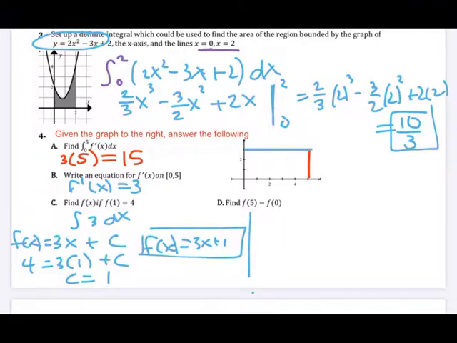And then part D, find f of 5 minus f of 0. That's going to be 16. So if I'm plugging into here, f of 5 is 3 times 5, which is 15, plus 1 is 16. f of 0 is 1, and we're going to get the same area. So in part D, we're getting the same value as we did in part A. All right, let's move on.